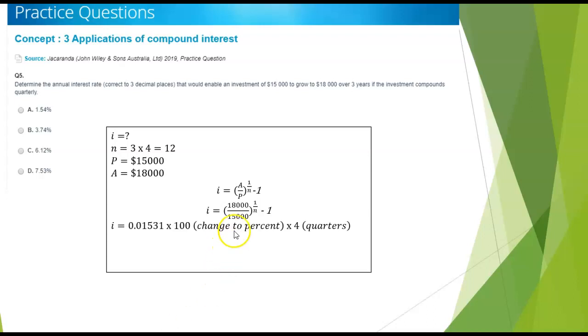So if I simplify this, the thousands cancel out. So multiply by 100 to change it to percentage, multiply by 4 to get it into quarters. My interest rate is 6.12%, and we can see here that that will be answer C.